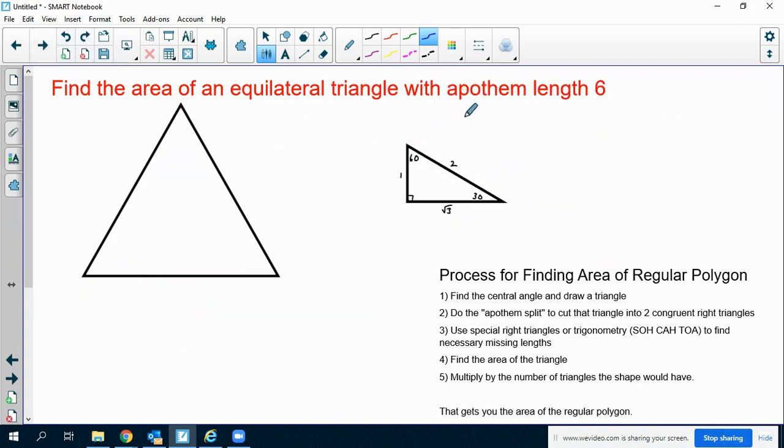Now, what if they give me something different, like the apothem? So that goes from the center down, and I'm told that that is 6. So the first thing that I want to do in any sort of problem, I'm going to actually have to use the process for finding the area. So I want to find the central angle. So the central angle is formed, this would be the central angle.